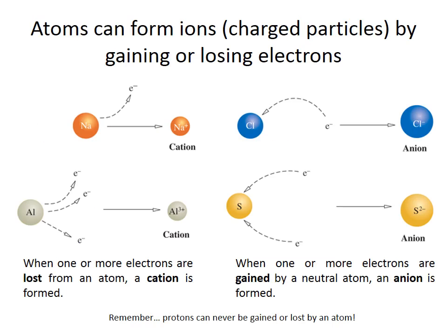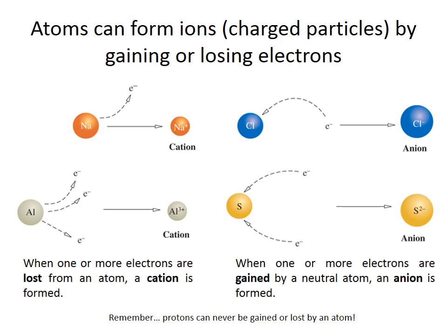However, don't forget that atoms can form ions by gaining or losing electrons. So in the case of sodium, if it loses one electron, it becomes sodium with a positive charge because now it has more protons than electrons, and I'm going to see that as a positive charge. Positively charged ions we call cations. Below that, we see aluminum. Aluminum loses 3 electrons and becomes aluminum with a 3+ charge. Again, it's a cation because I have more protons than electrons now, and so I have a positive charge.